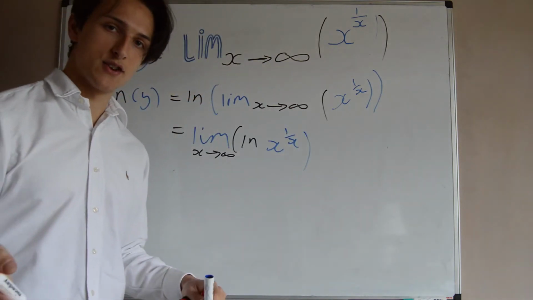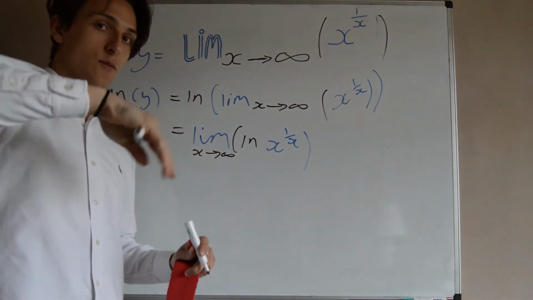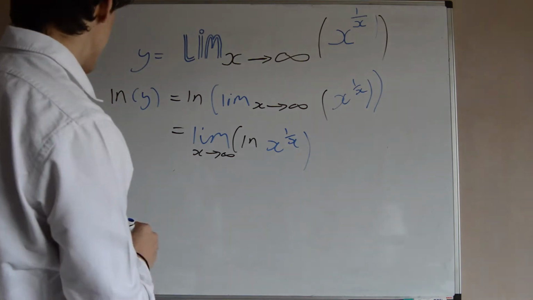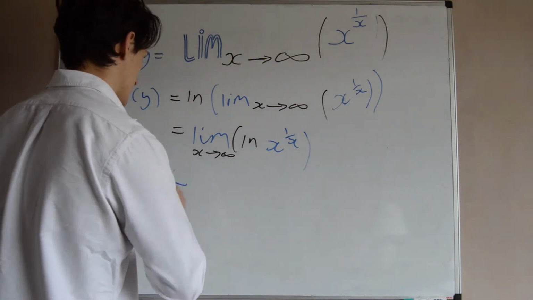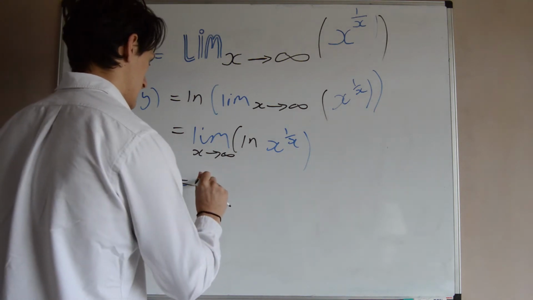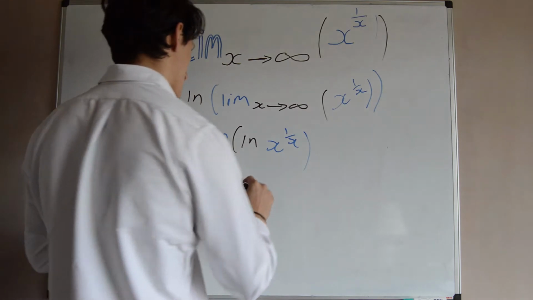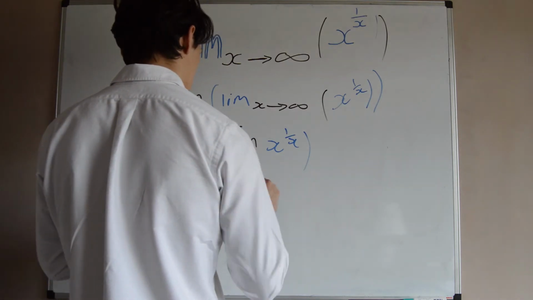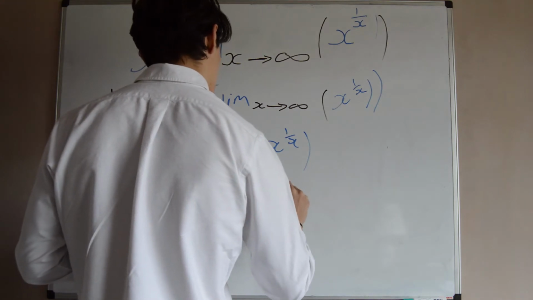And that's why we introduce the natural log, because we're going to have the natural log of x to some power, and then when we have that, we can bring down that power. So this is all equal to the natural log of y, remember? So this is equal to the limit as x goes to infinity of 1 over x times the natural log of x.